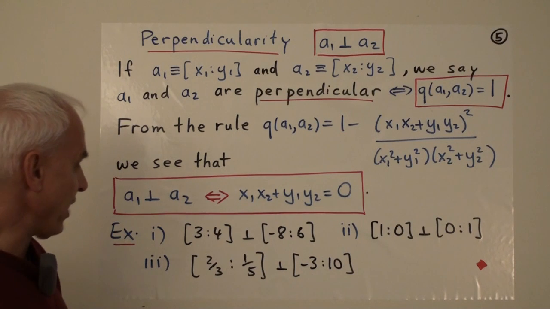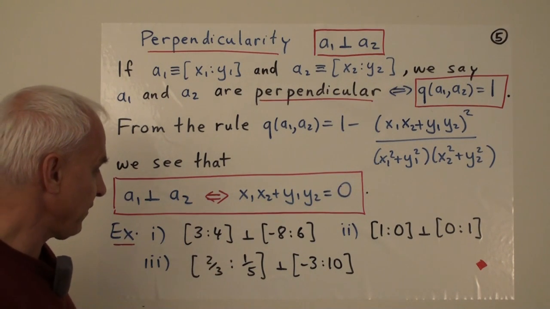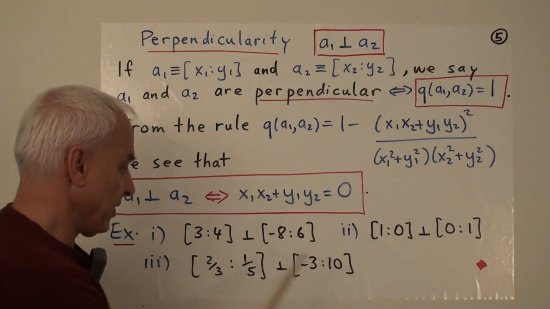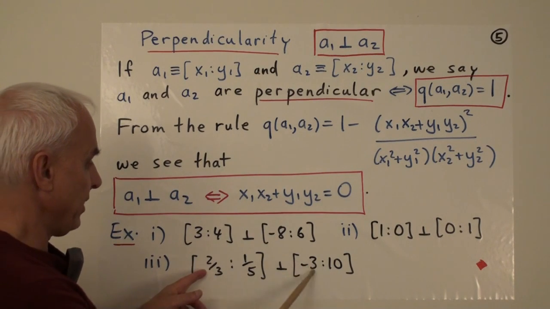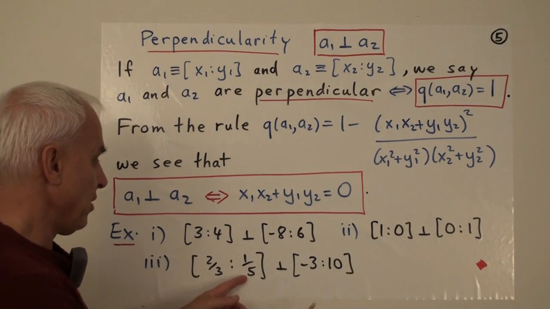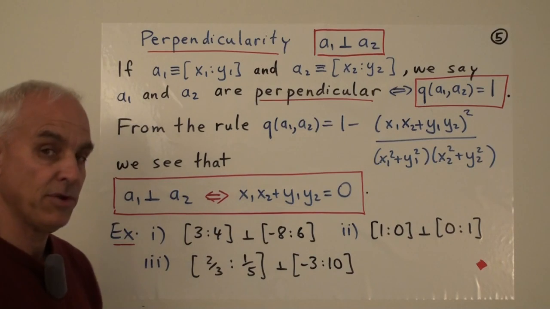And we can also have fractions involved, so 2/3 to 1/5 is perpendicular to -3/10, because if you multiply these two, you get -2, and then you multiply these two, you get +2, and you add them up, you get 0.